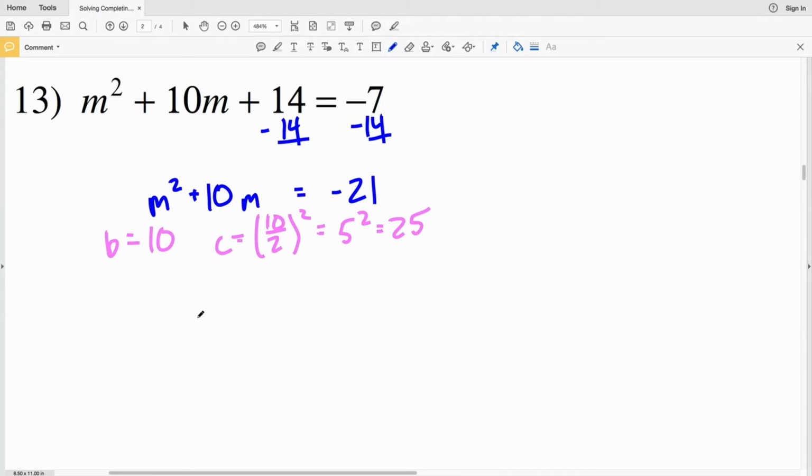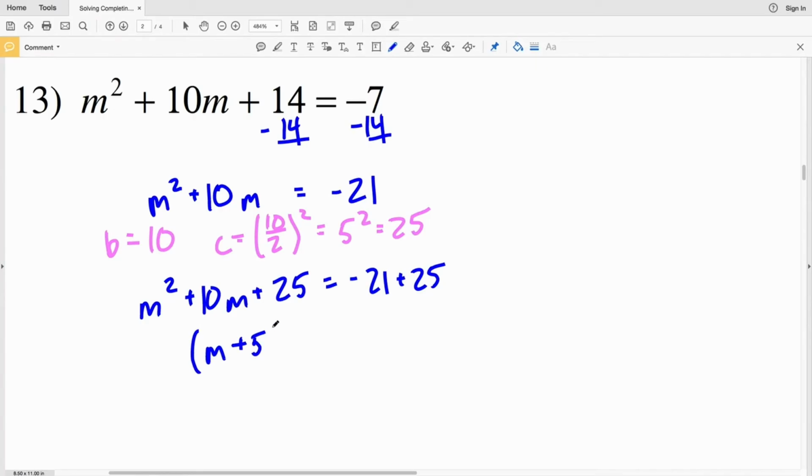So I'll add c to both sides. So m squared plus 10m plus c will be plus 25, and then I'll have negative 21 plus c, or plus 25. So m squared plus 10m plus 25 can be written, or simplified, as m plus 5 squared. A squared plus 2ab plus b squared equals a plus b squared. And negative 21 plus 25 equals a positive 4.